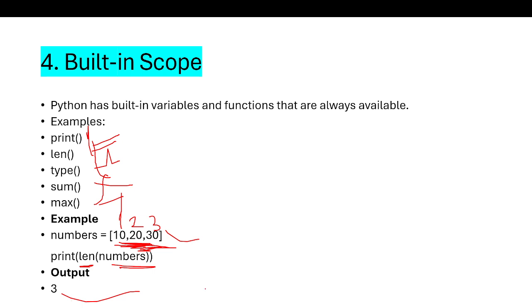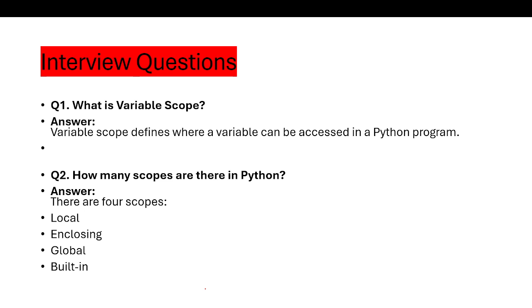So let's discuss the interview questions. The first one is, what is variable scope? Variable scope defines where a variable can be accessed in a Python program. So this is a simple definition. When the interviewer asks what is variable scope, you can say that variable scope defines where a variable can be accessed in a Python program. It is good to also mention the types, that there are 4 types.